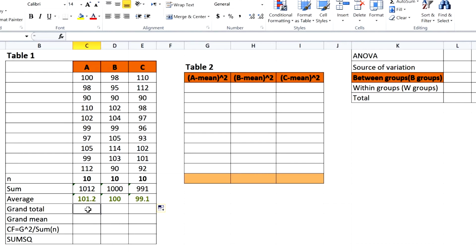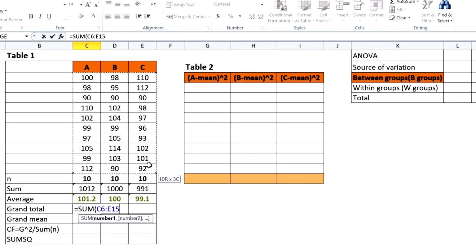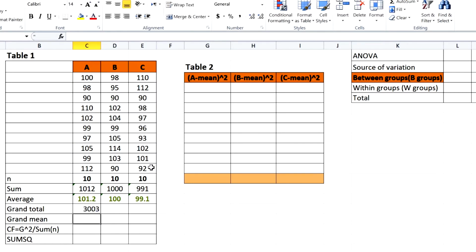Then the grand total, as I mentioned in the lecture, equals the summation of all of these results, for all 30 replicates. Enter. The grand mean equals the grand total divided by the number of replicates, 30.